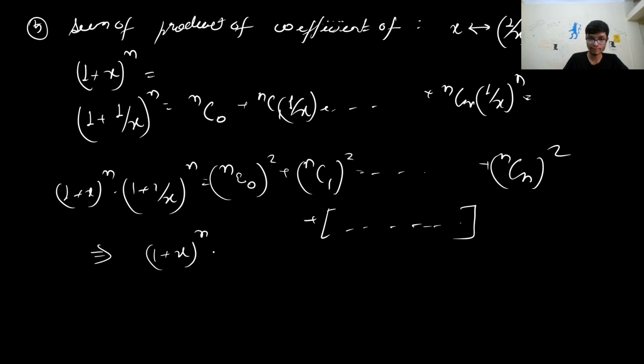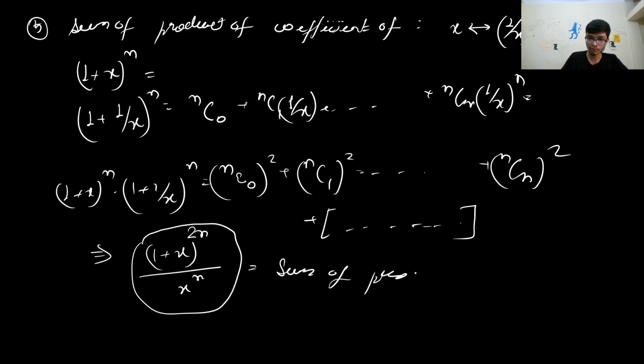whole divided by, I mean to say, if you solve this fraction, this will be (1 plus x) to the power 2n divided by x to the power n. So if you solve this, you will basically get the sum of the product, sum of product of binomial coefficients.